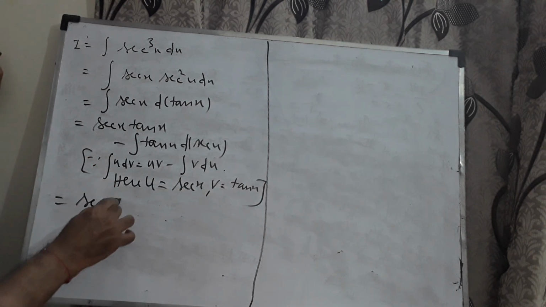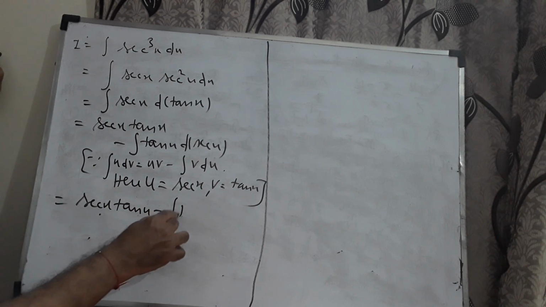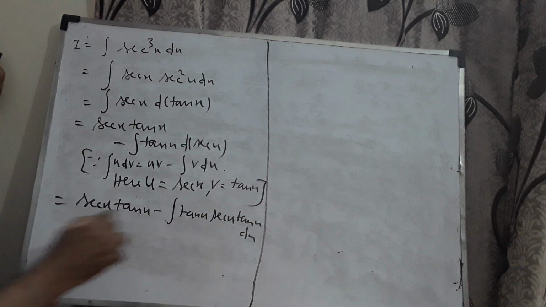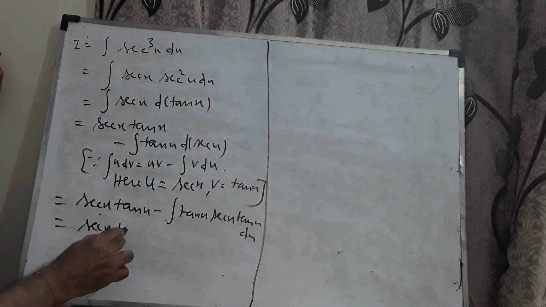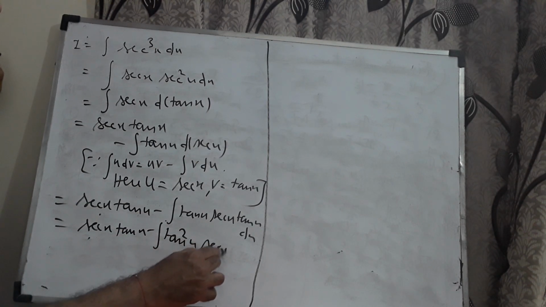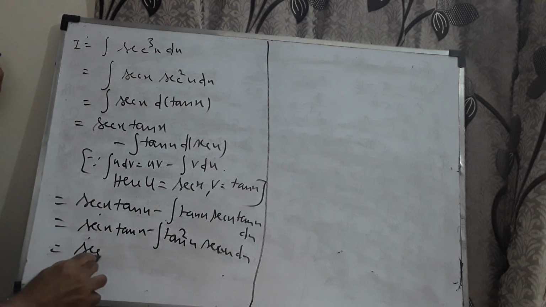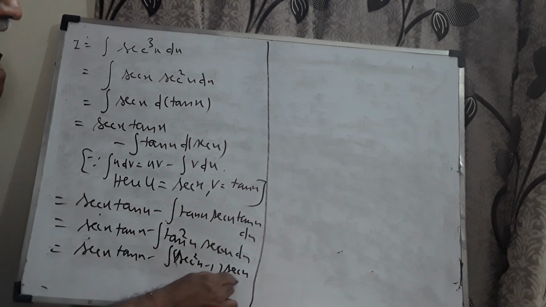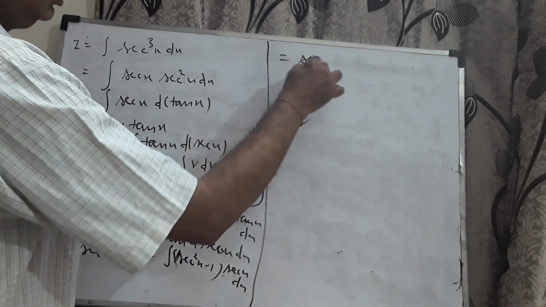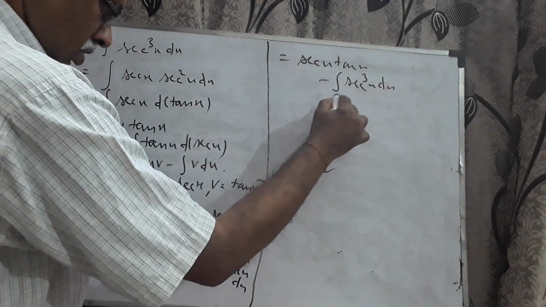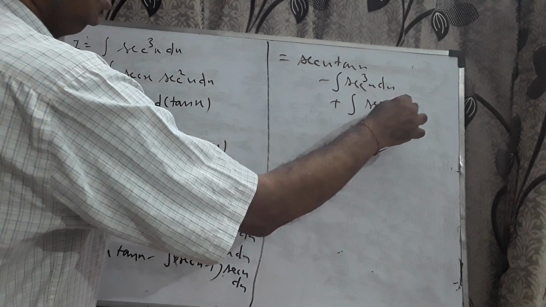Therefore, this is equal to secant x tan x minus integral tan x into secant x tan x dx, which is equal to secant x tan x minus integral tan square x secant x dx, which will be equal to secant x tan x minus integral (secant square x minus 1) into secant x dx, which is equal to secant x tan x minus integral secant cube x dx plus integral secant x dx.